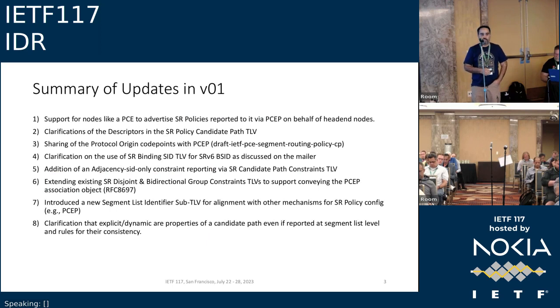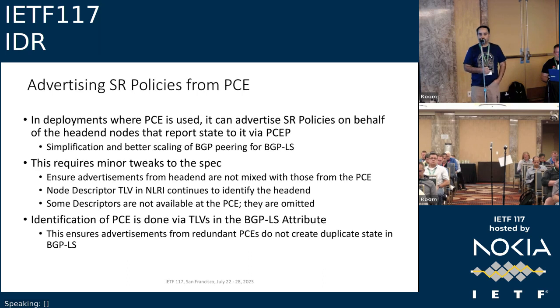This is a quick summary of the updates. It was also shared on the list. In the interest of time, I will not go through all of them, but call out something key. The main thing I wanted to bring to notice is what's been added in this spec: the advertisement of SR policies from PCE. So far, all the advertisements were from the head-end node via BGP-LS, but we got some feedback that there are deployments which use PCE with PCEP, and it would be nice for the PCE to advertise on behalf of the head-ends. So that's really what's new in this version.